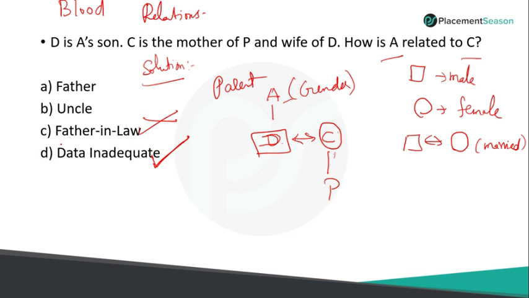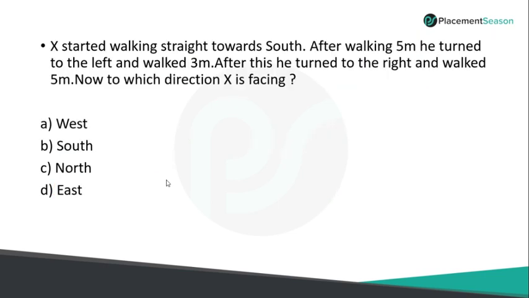So when there is an option called data inadequate, you have to be very careful. Clear? So don't make assumptions in blood relations. You have to answer only for the question given. Clear? So now try the next question.